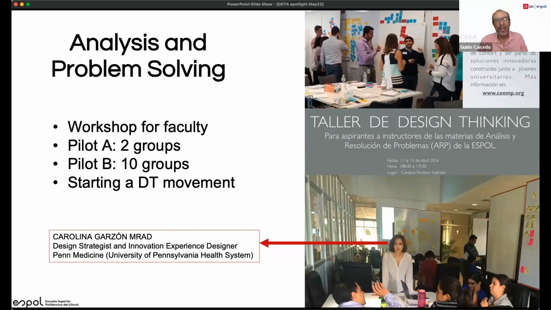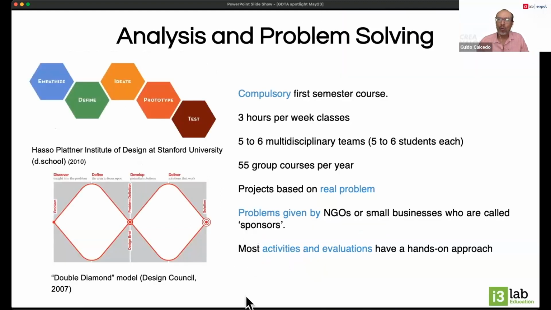We had a very enthusiastic group of people at the beginning, and so with that group we started the next pilot, having 10 groups of students. And in some sense, we started like a design thinking movement. It fired up within the faculty at the university. So now what we have is our course been running for a few years, and it's a compulsory first semester course.